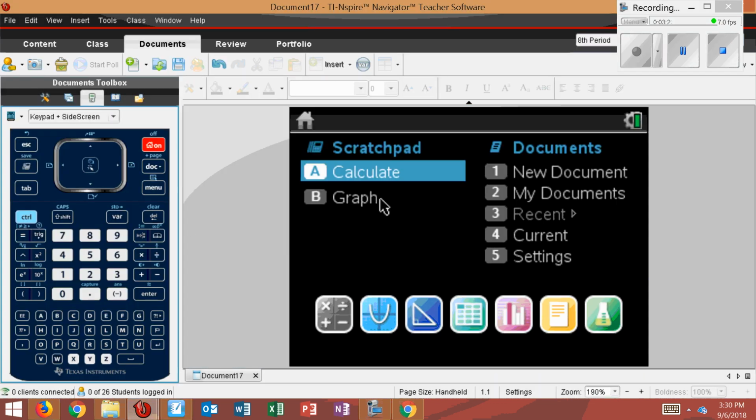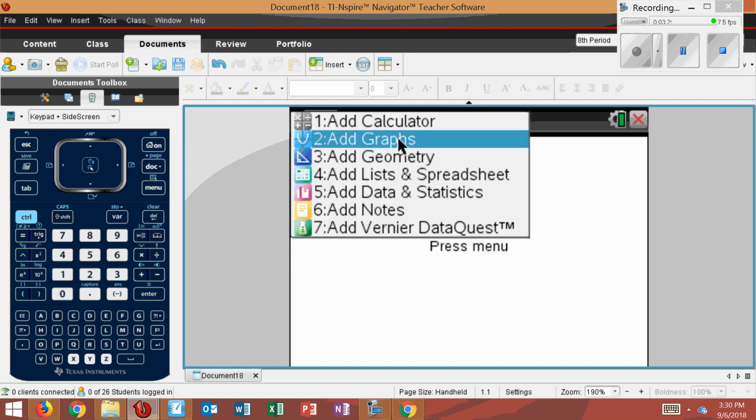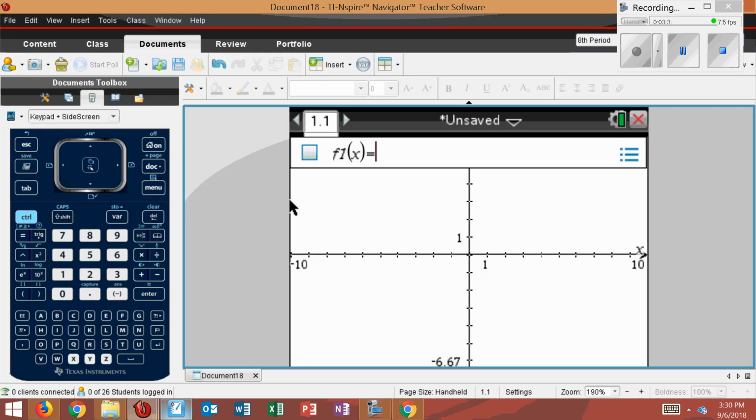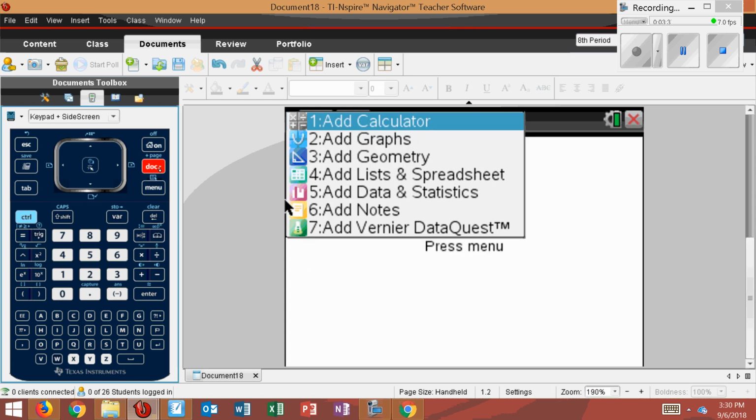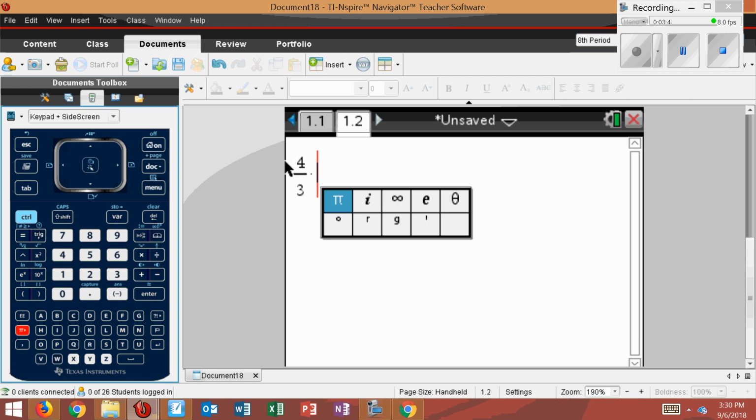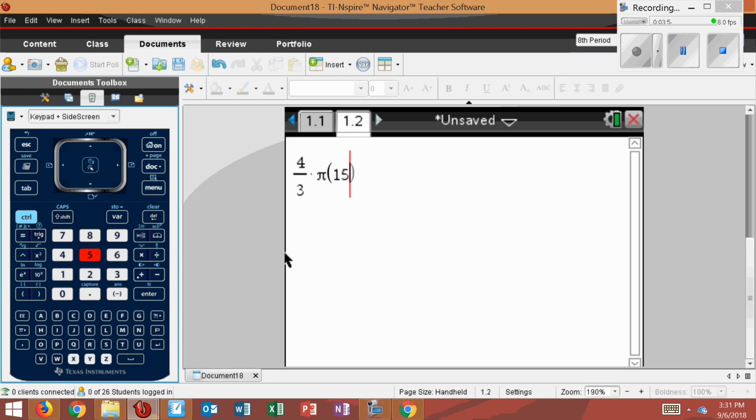One from the start is we could have written the radius to begin with as a function. But I'm going to just type this in like this and see what we get. I'm going to do this as a value here. So I would say the volume would be 4/3 times pi. Pi button's down the bottom left. Times, parentheses, 15 plus 6, and instead of t, we replace that with 3.5. Now I close that parenthesis, and I'm going to cube this.